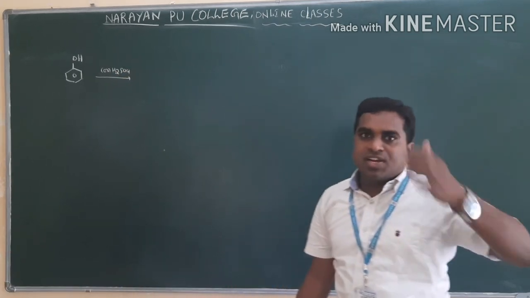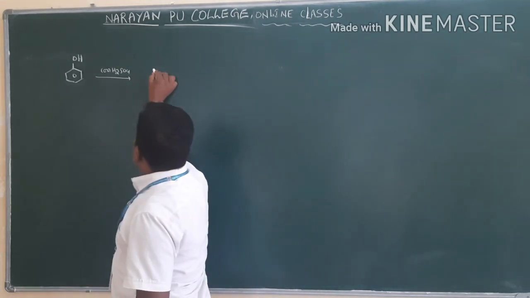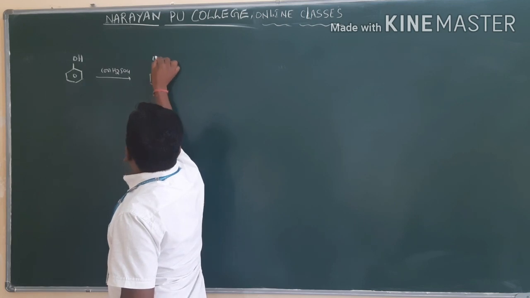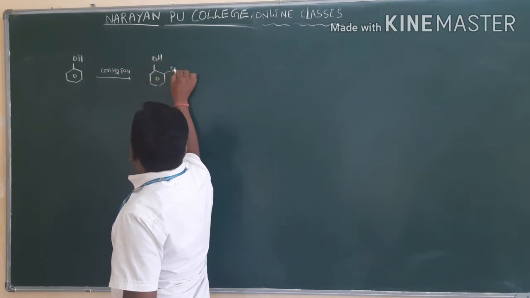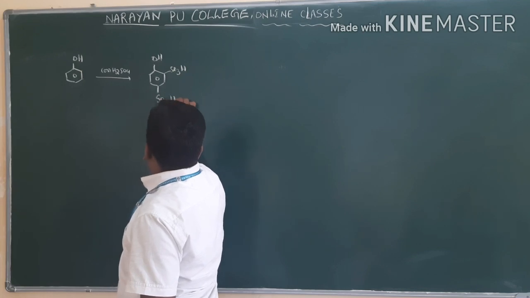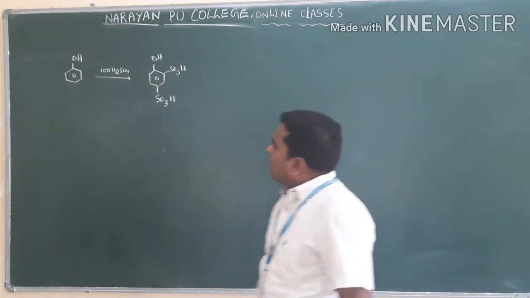And you know, with concentrated H2SO4, sulfonation takes place at the ortho position and the para position. I will write these two together only. One is SO3H, and at the para position there is an SO3H. This is the molecule.